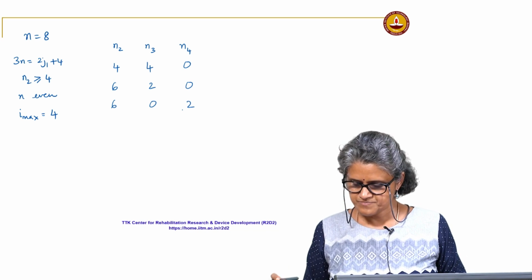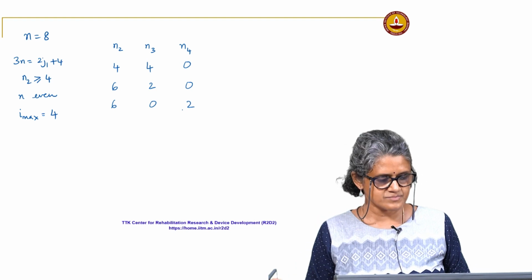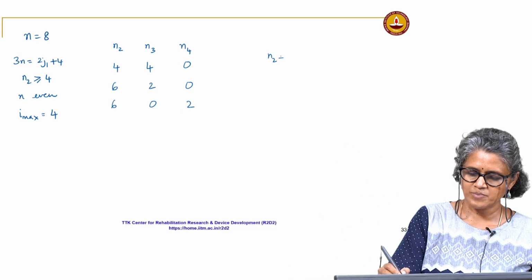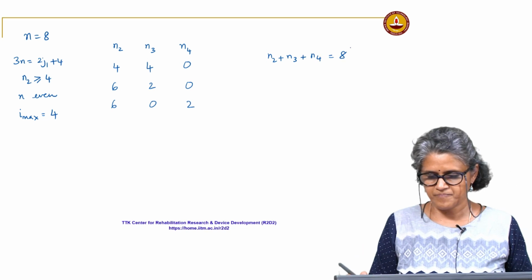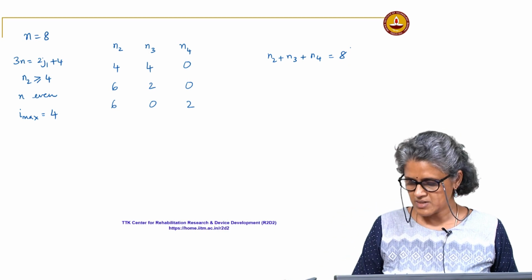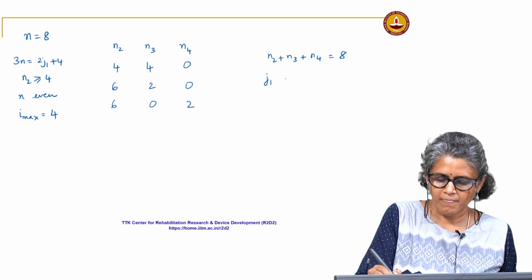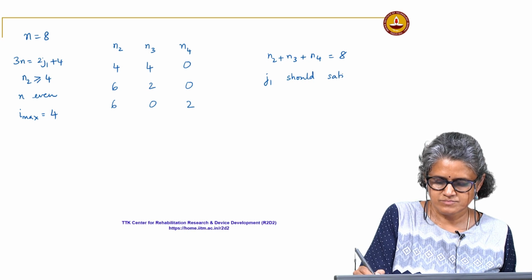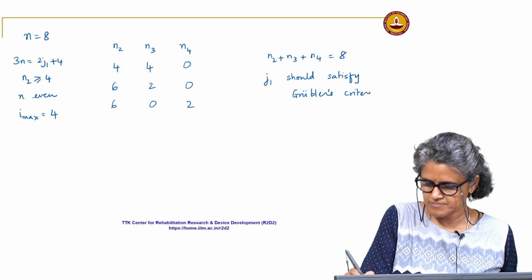Which ones are possibilities? So, basically solving n2 plus n3 plus n4 equal to 8, subject to these conditions, and J1 should satisfy Grubler's criterion.